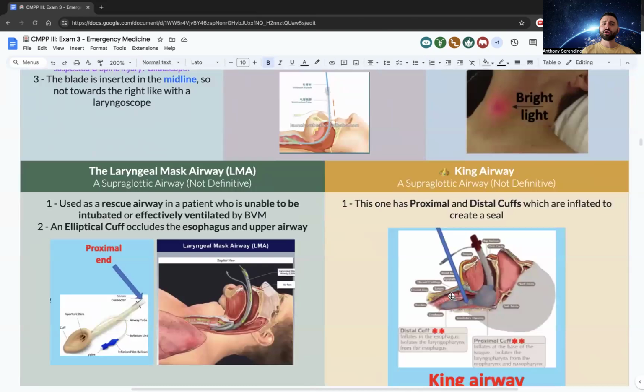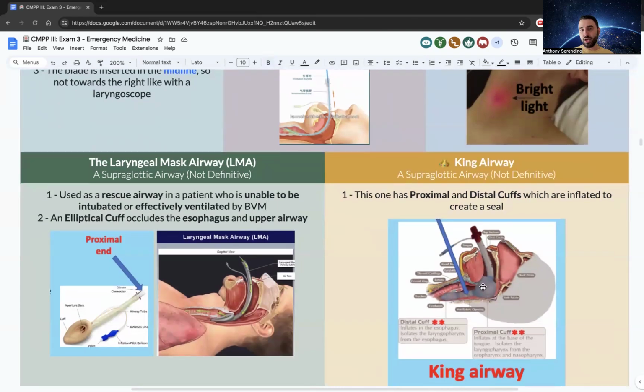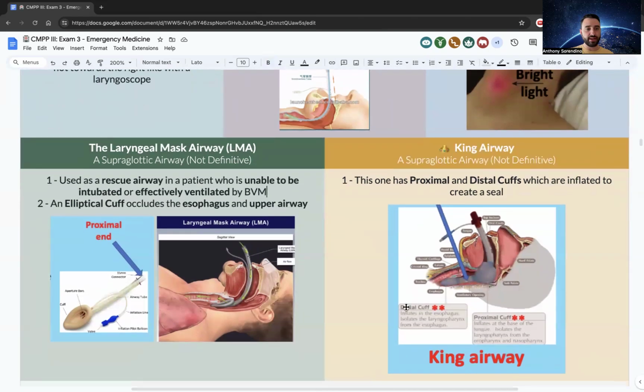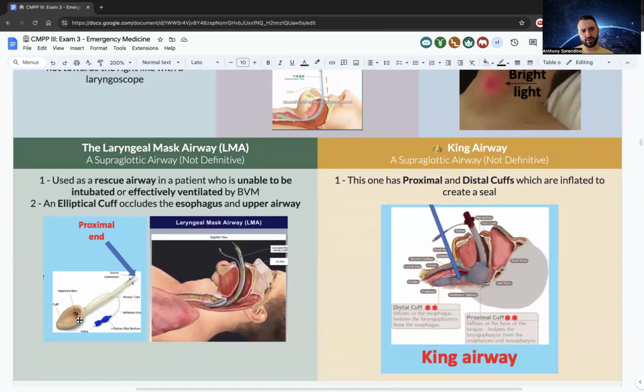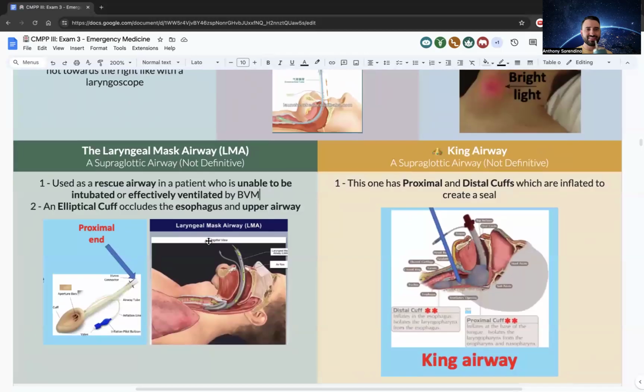These two, I think just knowing these are supraglottic airways, like these aren't definitive. They're kind of like last ditch efforts, probably before you can do like a cricoid or go to the OR or something. It's the laryngeal mask airway and then the King airway. So these have these cuffs. The King airway, King is like more superior. So it has these like massive cuffs. It's crazy looking at that. And this one has this little piece here that kind of sits over the esophagus. It occludes the esophagus. So it has the elliptical cuff.